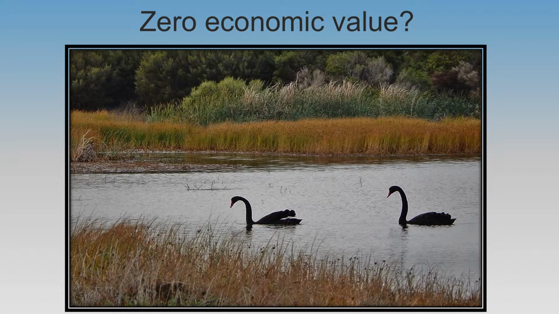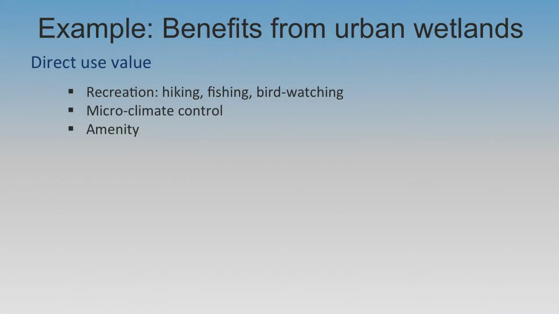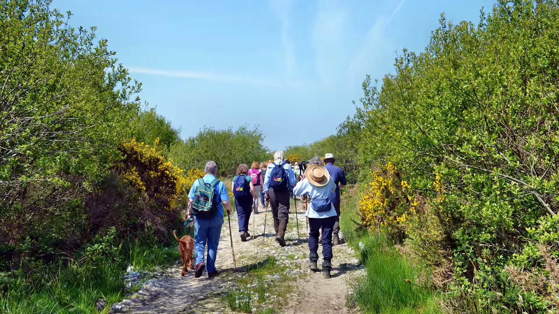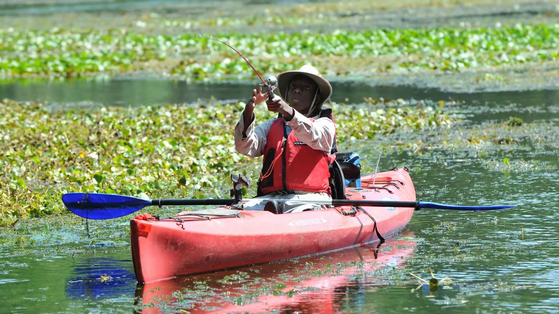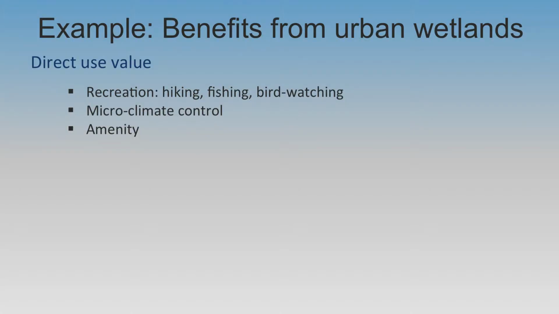So these sorts of wetlands, for example, have a wide range of benefits. First of all, there's direct use values. An example of that would be recreation. People like to go hiking or bird watching or perhaps even fishing in these sorts of areas. So they directly consume and get the benefits.